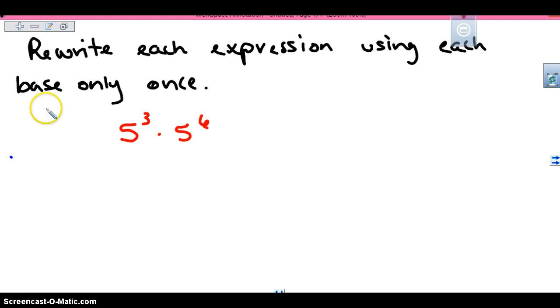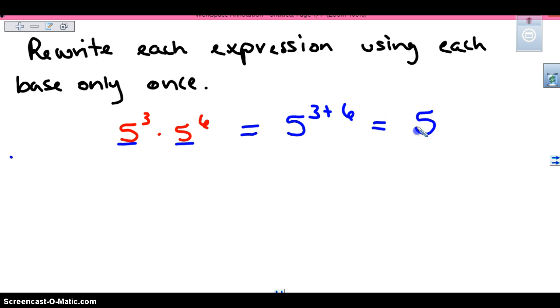We have to rewrite each expression using each base only once. This means 5 cubed times 5 to the 6th power. The property of multiplying powers with the same base says that we have to keep our base and add our exponents. So this means 5 to the 9th power. This is our expression, rewriting our expression using the base only once.